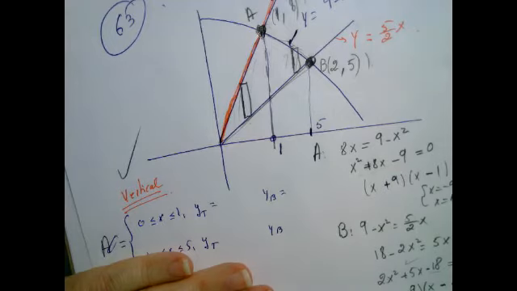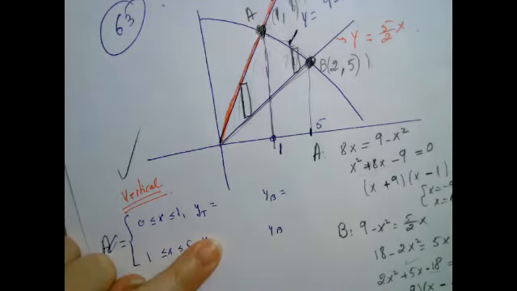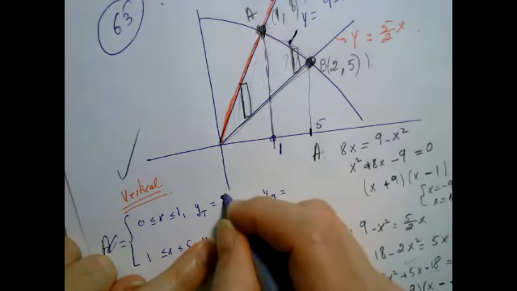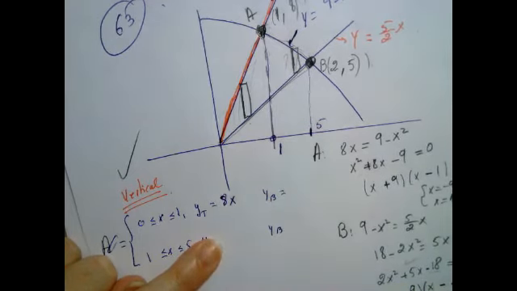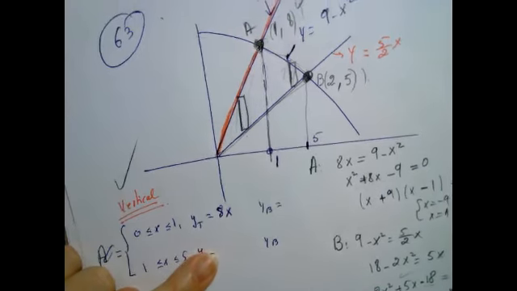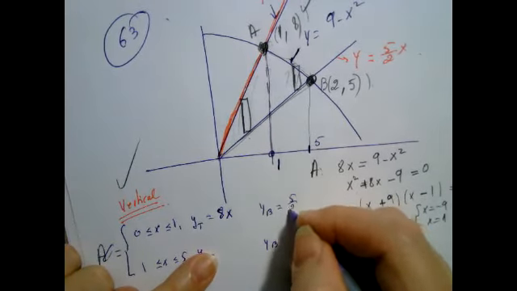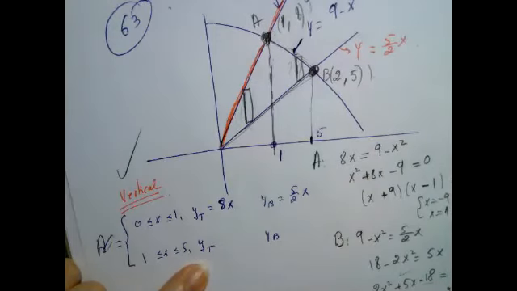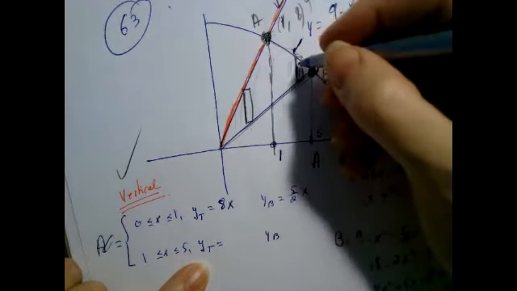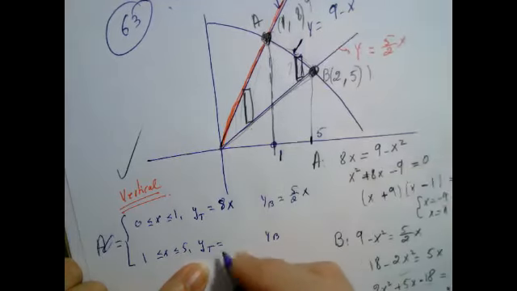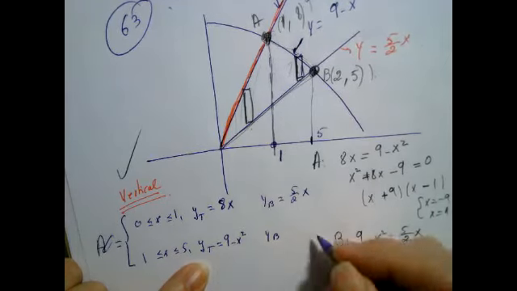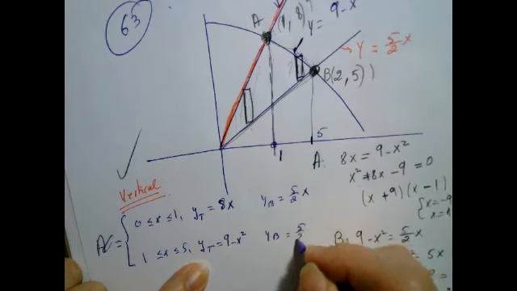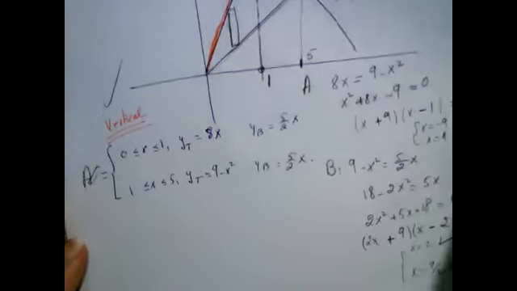Answer my questions. The top is 8x and the bottom is 5/2 x. Very good. And then the top for that one is 9 minus x squared. And the bottom is 5/2 x. Absolutely correct. Stay with me, Kiana. I want the area.